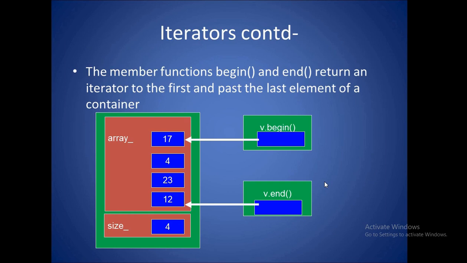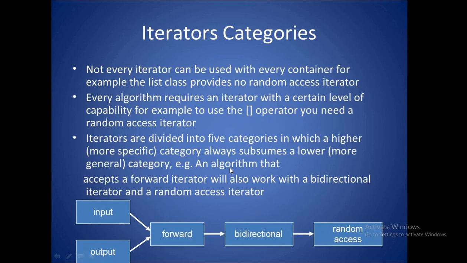So the member functions begin and end return an iterator to the first and past the last element of a container. So v dot begin points to the beginning element, v dot end points to the end, and in between, if we are traversing the elements, we need an iterator to point to that position.